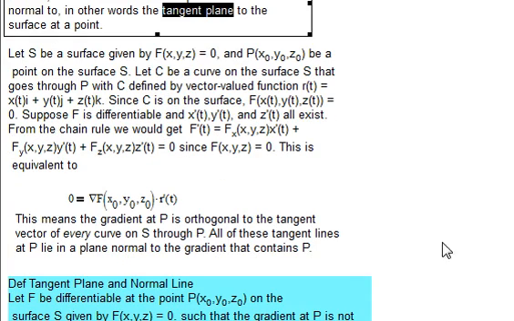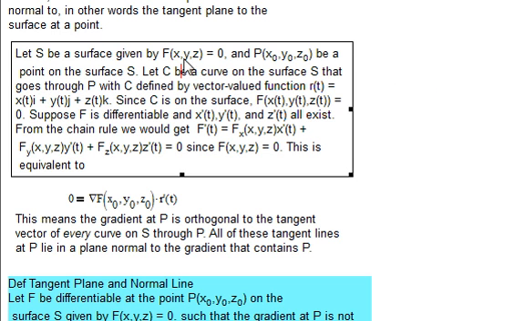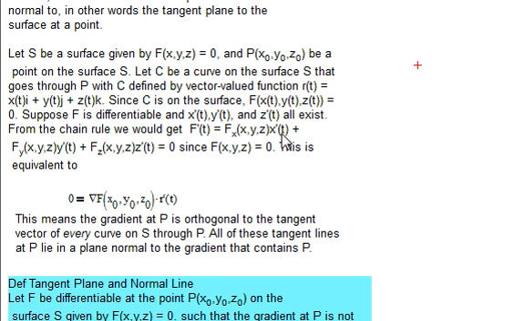So let S be a surface given by f(x, y, z) = 0, and if we have a function of two variables, you can make it that. And let P(x0, y0, z0) be a point on the surface S. And let C be a curve on the surface S that goes through P, with the curve defined by a vector valued function r(t) = x(t)i + y(t)j + z(t)k. So in other words, we've got a surface, and we've got a curve on that surface defined by a vector valued function.